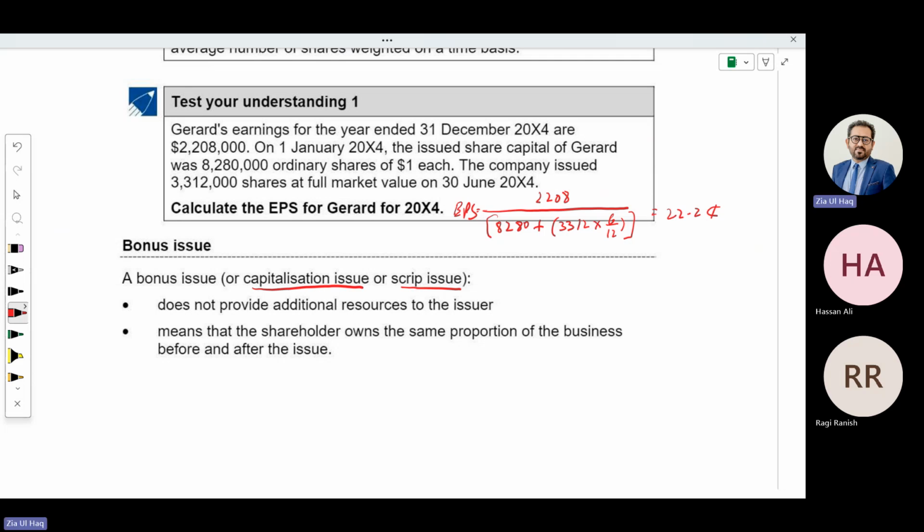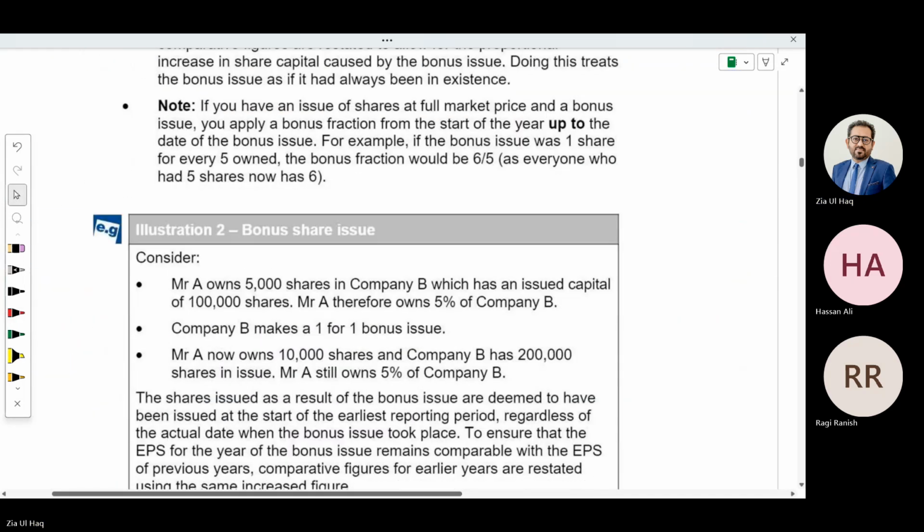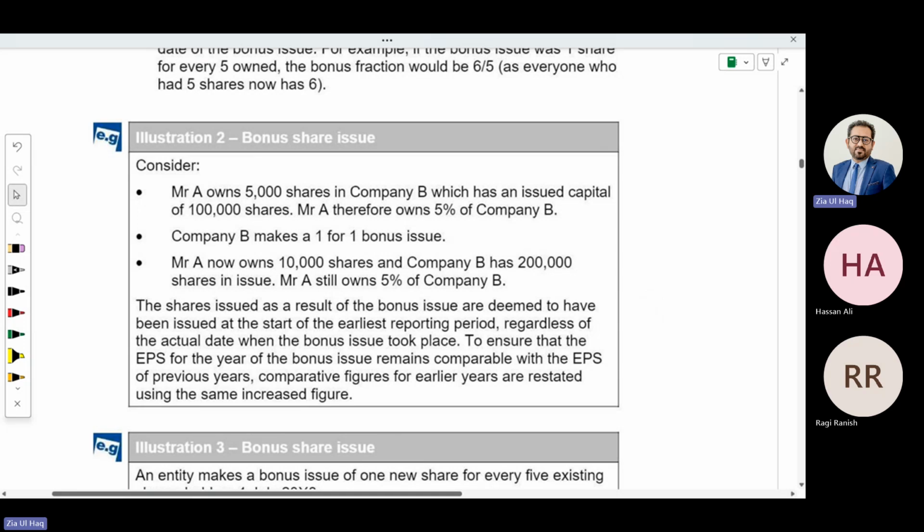But if the company is issuing new shares, share capital is going to increase and the number of shares is going to increase. So a bonus issue, capitalization or scrip issue does not provide additional resources to the issuer, meaning the company is not having additional cash. It means that the shareholder owns the same proportion of the business before and after the issue. Their proportionate shareholding will remain the same, but the number of shares is going to change. If a company is issuing new shares during the year as a bonus issue, what could be the treatment?